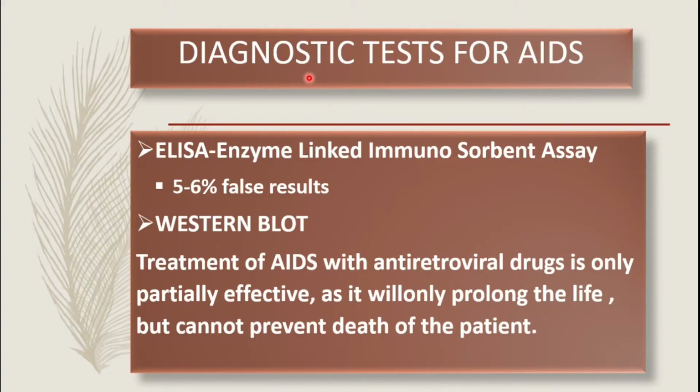Let us now discuss the diagnostic tests for AIDS. There are two tests for diagnosing AIDS. The first one is known as the ELISA test. The word ELISA means enzyme linked immunosorbent assay. Now this particular test shows 5 to 6% false results. However, it is a very commonly used test. The second test is known as the Western blot test.